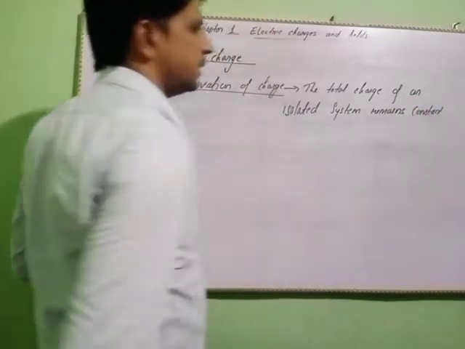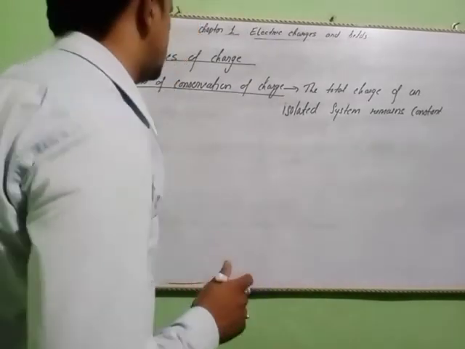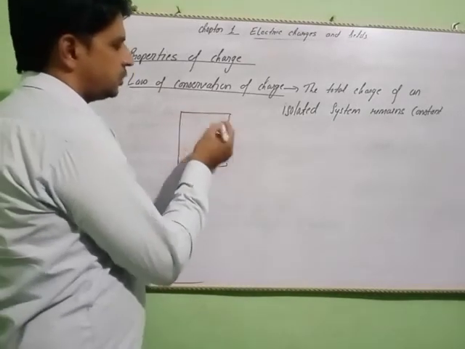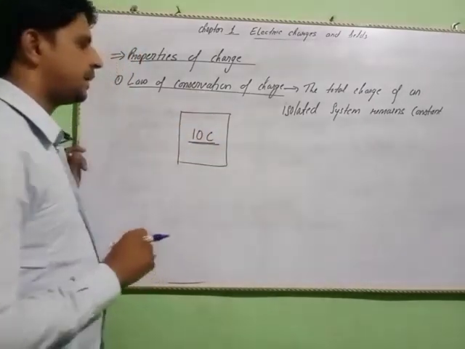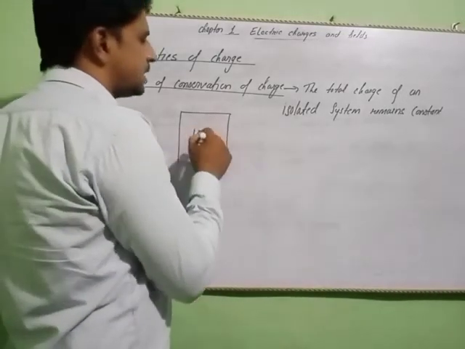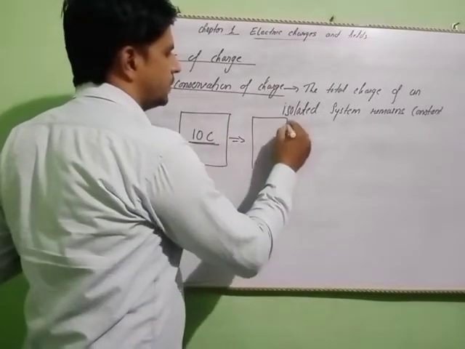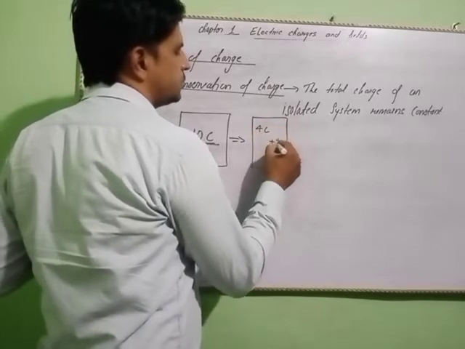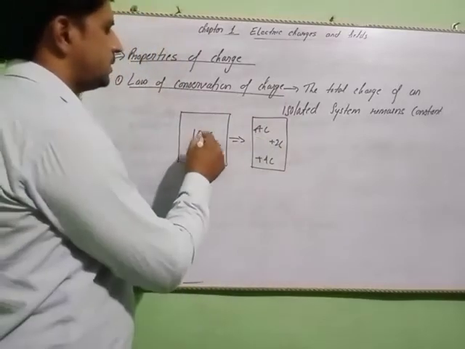Means the total charge of an isolated system is always constant. For example, if we have a system and the total charge of this system is 10 coulomb, this charge can be broken into pieces, but the result should always equal 10 coulomb. For example, one charge becomes 4 coulomb, another becomes plus 2 coulomb, another becomes plus 4 coulomb. So the net charge is again 10 coulomb.